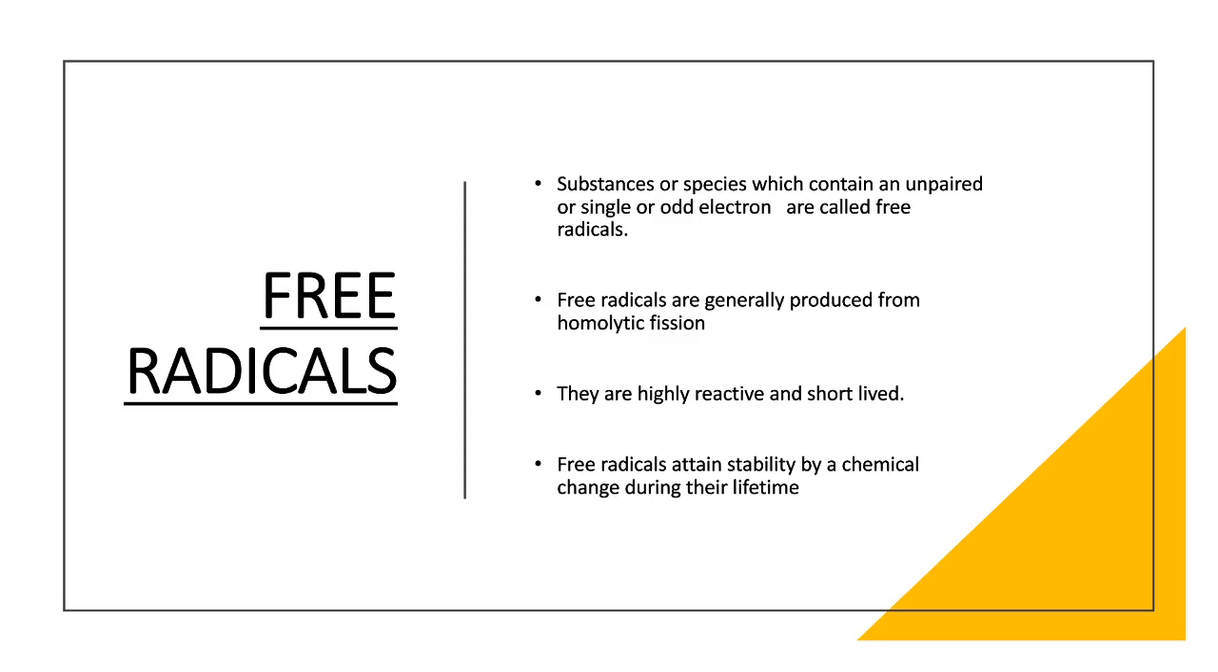These free radicals are generally produced from homolytic fission that we discussed yesterday. Free radicals are produced by the homolytic fission of the covalent bond present in organic compounds. These free radicals are highly reactive because they have an odd electron, and they are short-lived. Why are they short-lived? Because they immediately combine with some other atom or species to form a compound. Because of that reason, they are short-lived. At the same time, they are highly reactive as they have an odd electron.